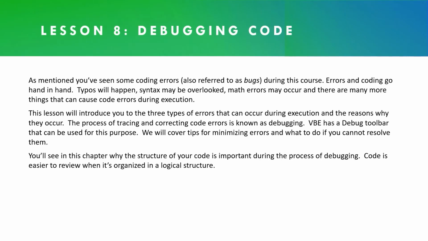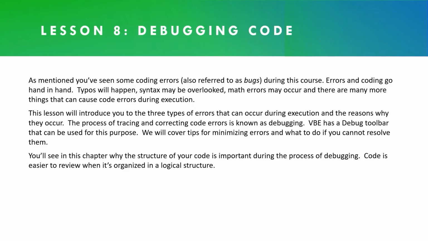Coding and errors go hand in hand. Coding errors are referred to as bugs, and we've probably seen a couple of errors during this course. Typos will happen. Syntax may be overlooked, like you might forget an End With statement. Math errors may occur, and there are many more things that can cause code errors during execution. There are only 3 types of errors in VBA, which should be some small comfort to you. All of them can occur during program execution, and you will learn the reasons why they occur.